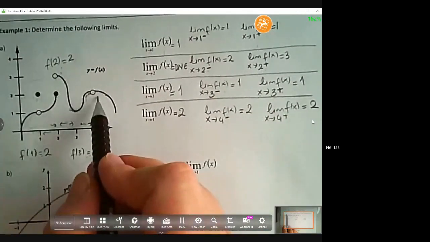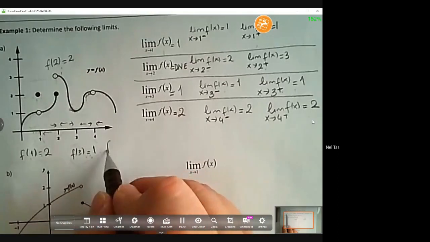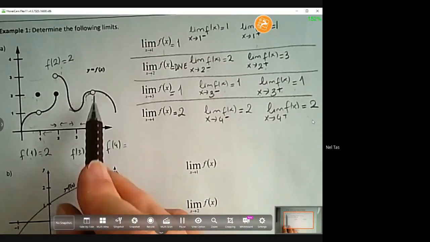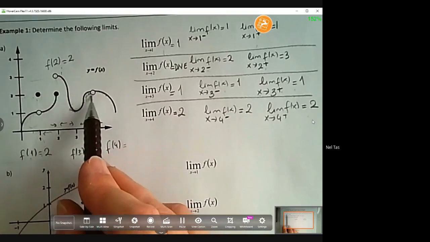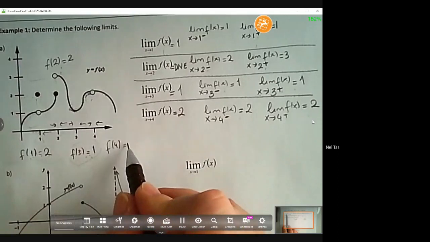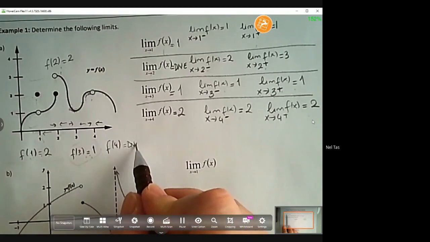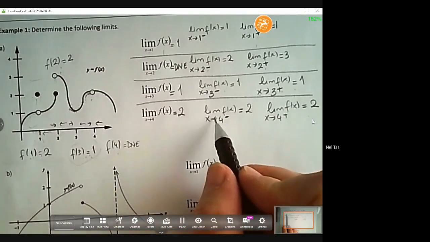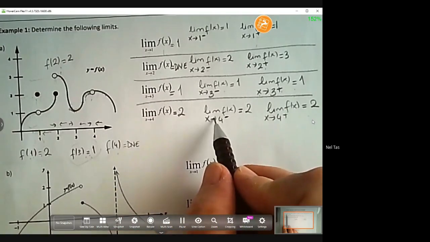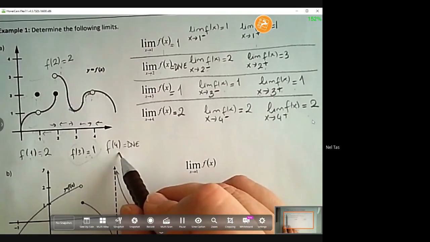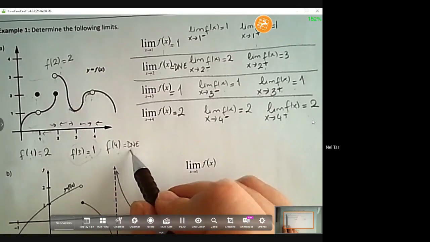How about f of 4? What is going on there, right? As you see, when x is 4, there's a hole there. So no y value. So this doesn't exist, okay? f of 4 does not exist. But see, we have a limit at x equals 4, but no y value at that point. So that is also possible.